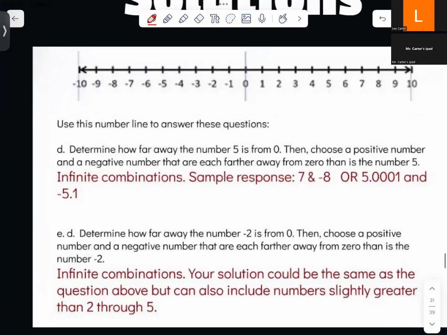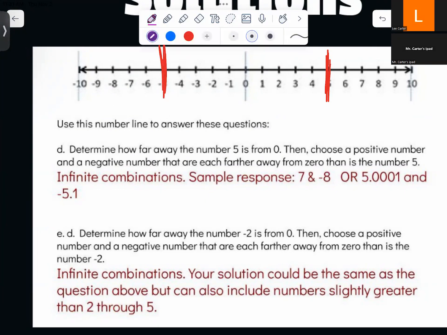All right, so 5 is going to be 5 away from 0, right? So you need a positive and a negative number that are further away from 0 than 5. So here's 5, all right? The -5 is also 5 away from 0. So your positive and negative number that you picked had to be out here somewhere on the negative side and out here somewhere on the positive side.